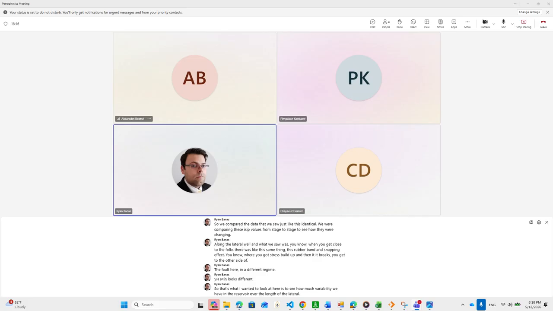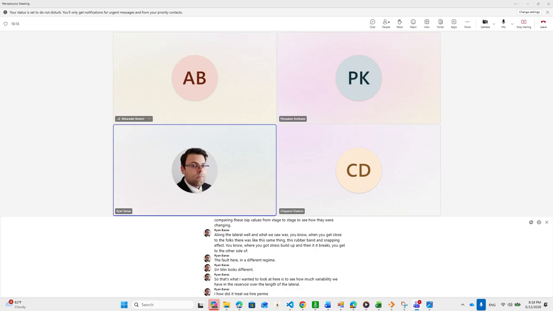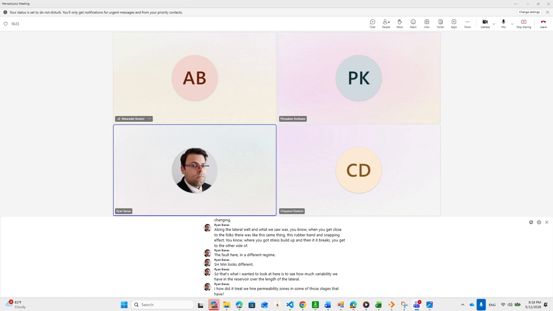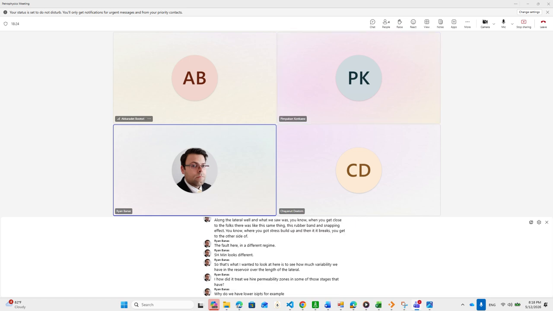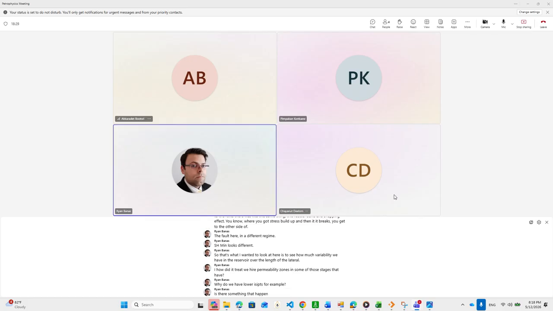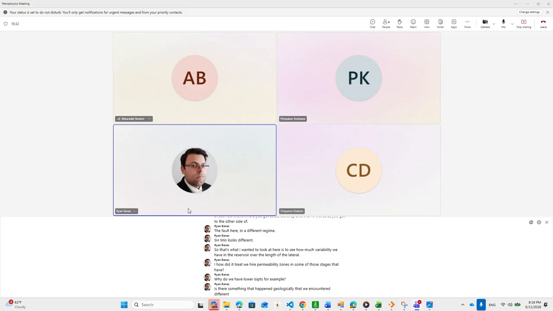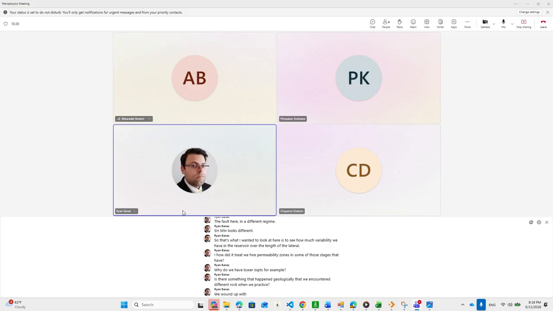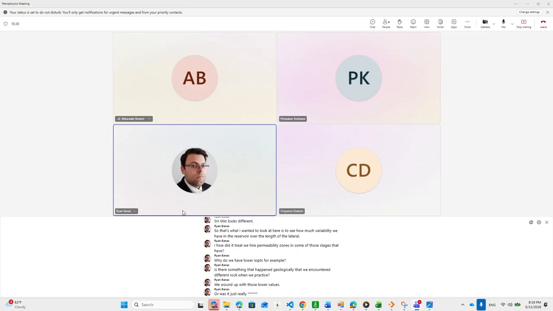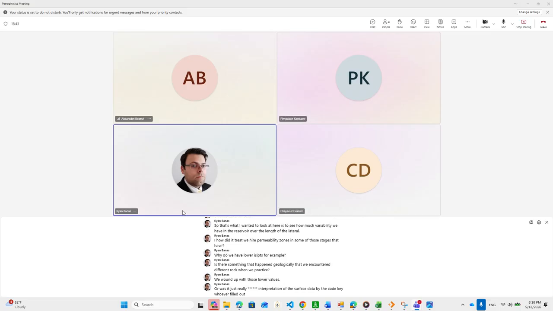How did it treat? We had higher permeability zones in some of those stages that have, why do we have lower ISIPs, for example? Is there something that happened geologically that we encountered different rock when we fracked it? And we wound up with those lower values, or was it just really poor interpretation of the surface data by the CUD team, or whoever filled out that spreadsheet?